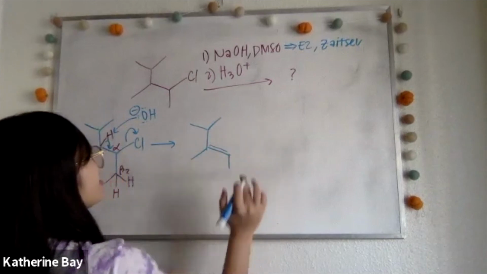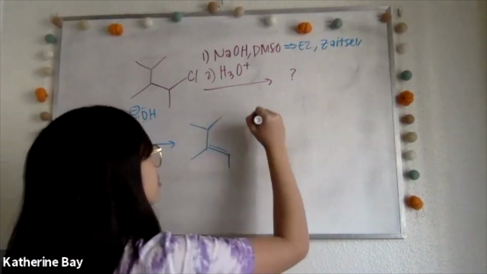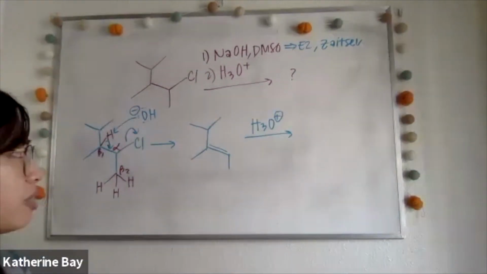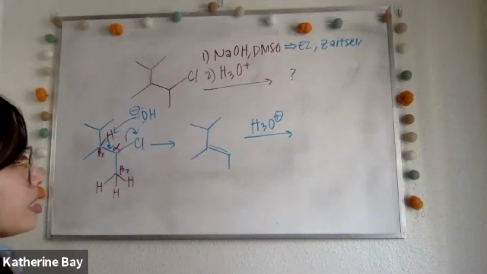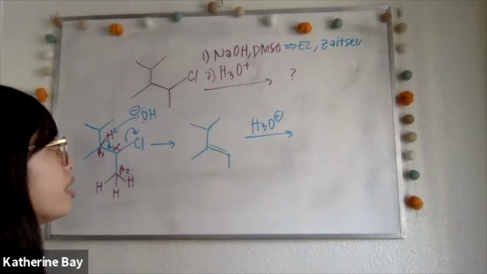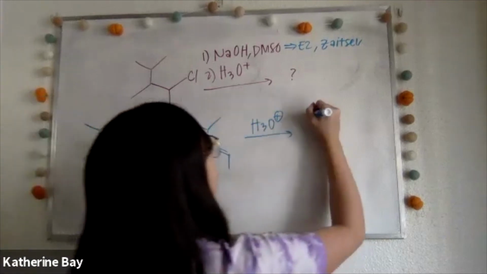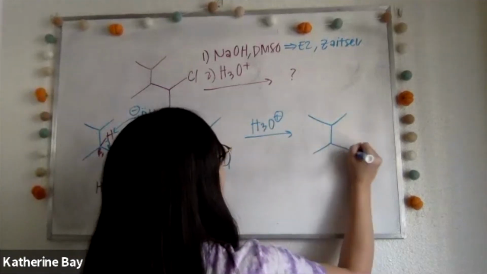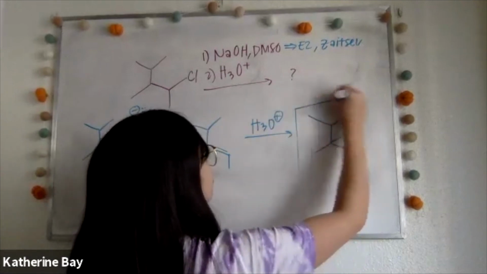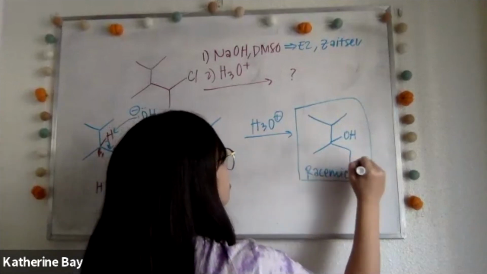So now we get this product after the first step, and now we're going to react it with H3O+, which I won't draw the mechanism for just because you've seen it a couple times already. But because this follows Markovnikov's rule, the hydrogen will add to the side of the alkene with more H's, which means the alcohol will add to this carbon here. And again, this forms a racemic mixture.